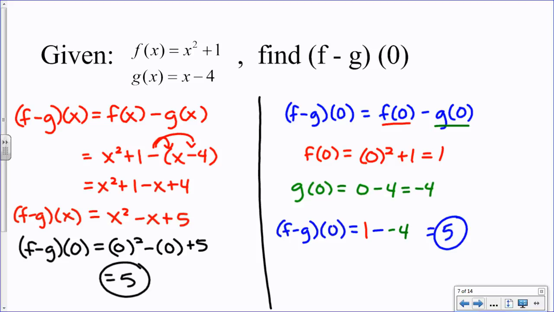So you aren't required to do both ways. You could choose. Sometimes, like when we get to graphing or doing this from a graph, it's going to be easier to do this second way. So you could subtract them first and then evaluate, or you could evaluate and then subtract. Questions about that? Okay, that is where we're going to stop. We will finish this up tomorrow.